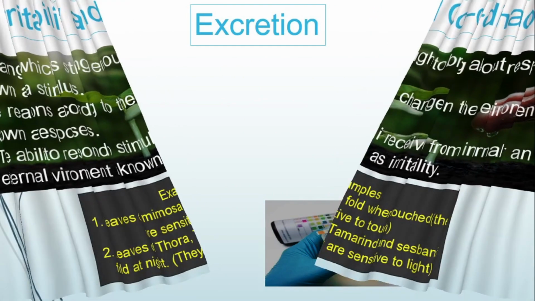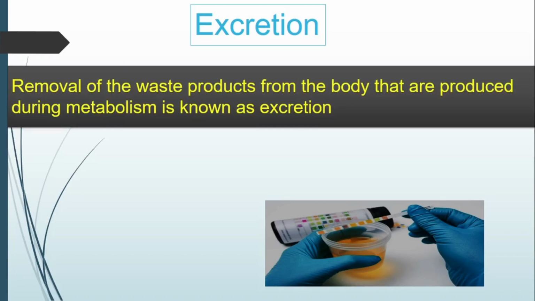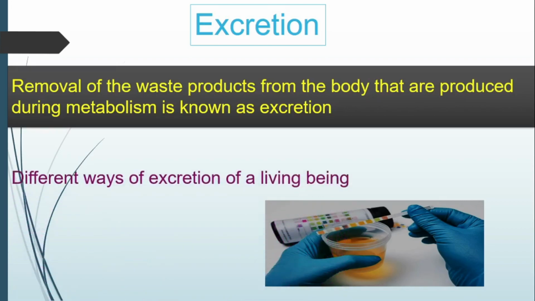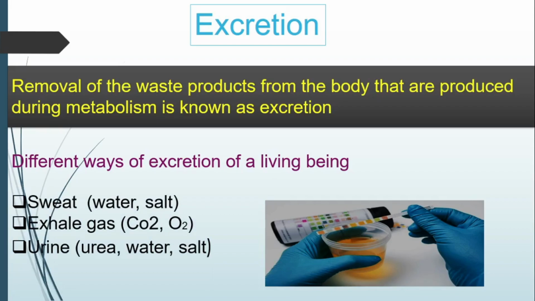The next topic is excretion. Removal of the waste products from the body that are produced during metabolism is known as excretion. Now let's look at different ways of excretion of a living being. Sweat, exhaled gas and urine. Sweat contains water and salt. We all know that we exhale carbon dioxide, which is CO2, and inhale oxygen, which is O2. Urine is composed of urea, water, and salt.